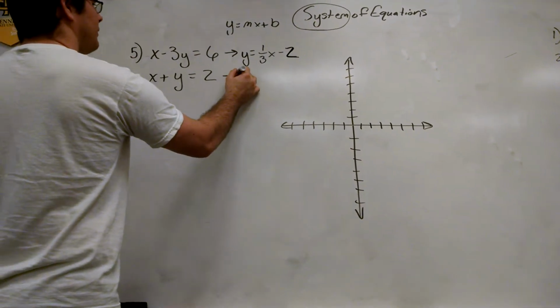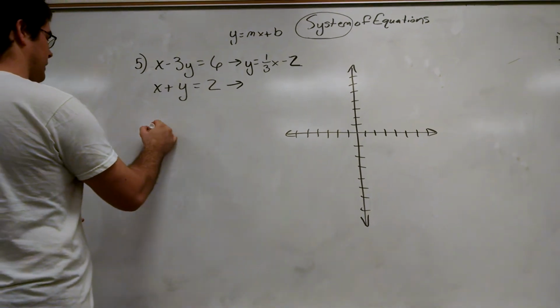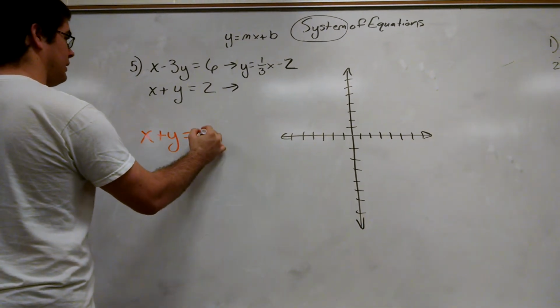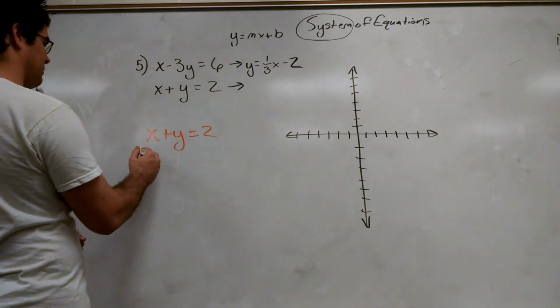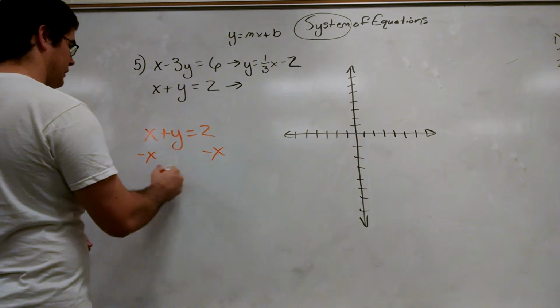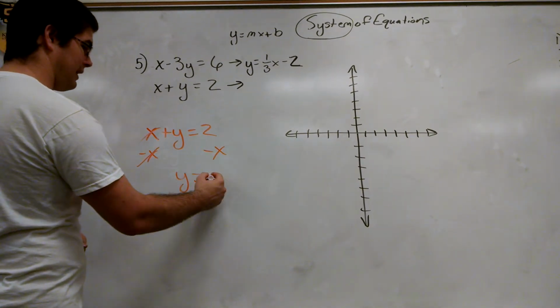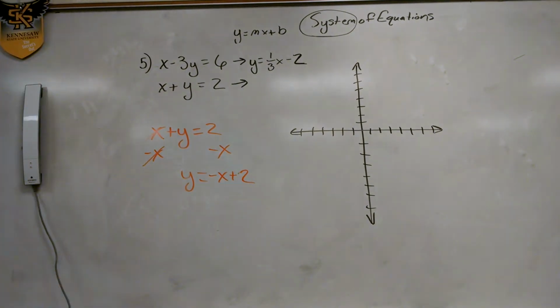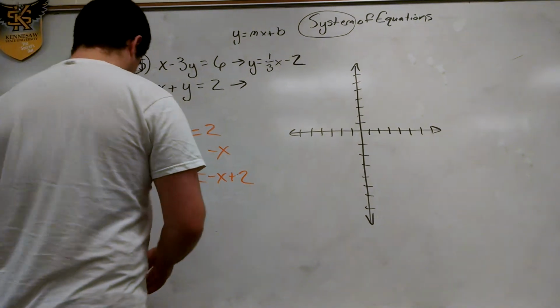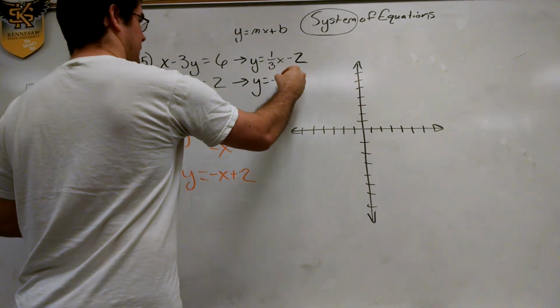Alright, so now we need to figure out what this one is. I'm going to do it in orange. So we got x plus y equals 2. Alright, this is actually one step. We need to move the x by subtracting x from both sides. This cancels, and I get y equals 2 minus x or negative x plus 2. And so that's y equals negative x plus 2.